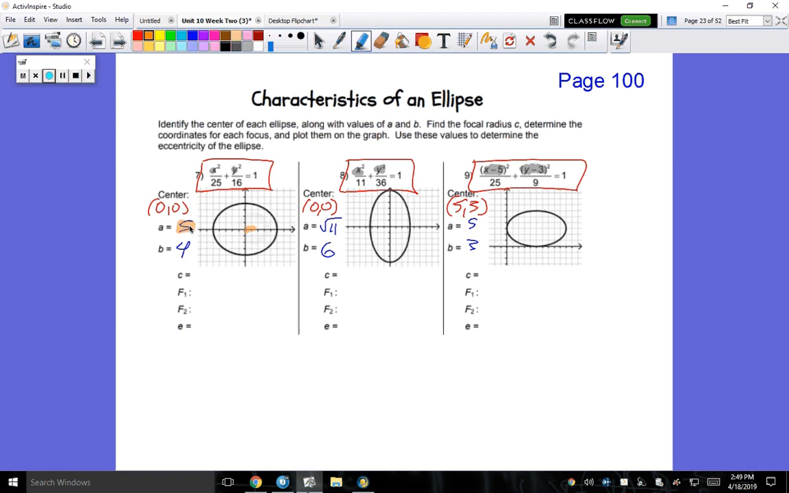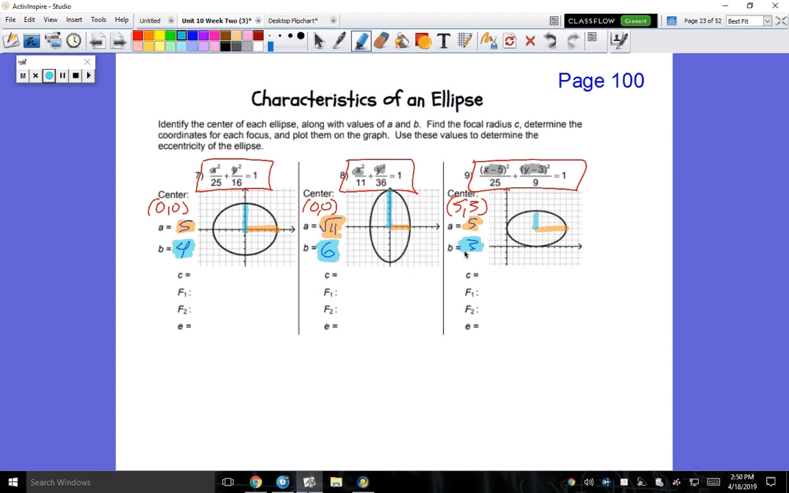So I'm going to move 5 units, and that's how I'm going to know where to draw the end of that ellipse. So this root 11 is that, and this 5 units is from the center. That long piece is going to be 5. B is with Y, so I'm going to go up or down 4 units, then up or down 6 units, and then up or down 3 units. That's how you know how to draw them.